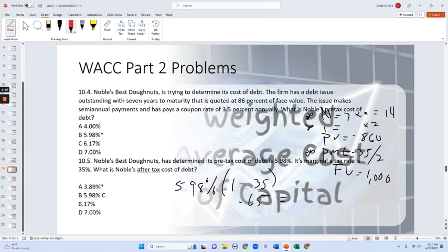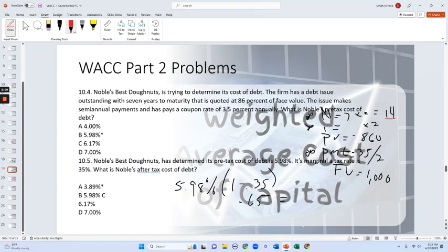So the next one on Noble is looking at the cost of debt. The firm has a debt issue with 7 years outstanding maturity, quoted at 86% of face value, so the price was $860. The issue makes semi-annual payments, so you had to adjust the N, the I, and the payment. Semi-annual for 7 years means there are 14 semi-annual payments. We use the $860 current price, and it paid a 3.5% coupon, cut in half because it's twice a year. So you put that in as $17.50 with a future value of $1,000, and you end up getting the I.